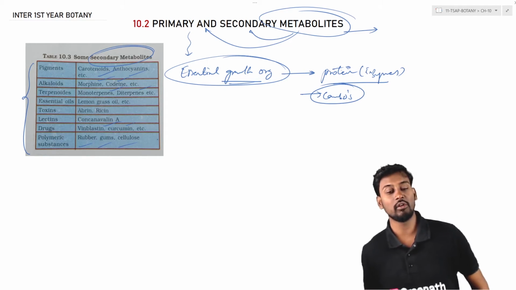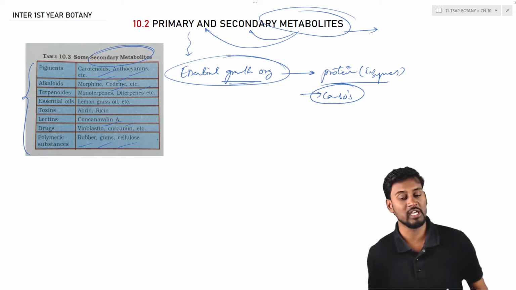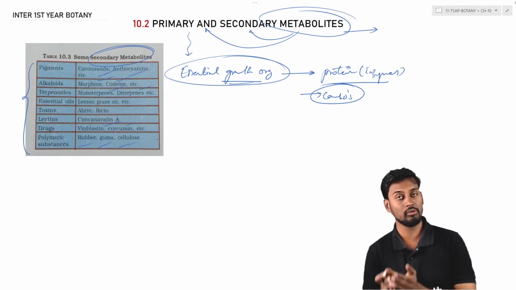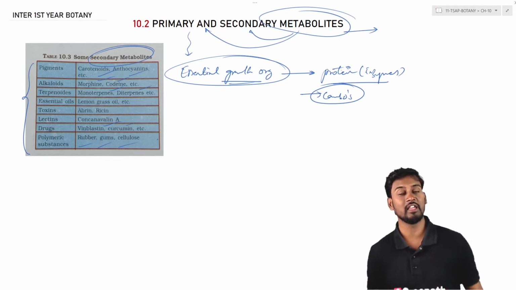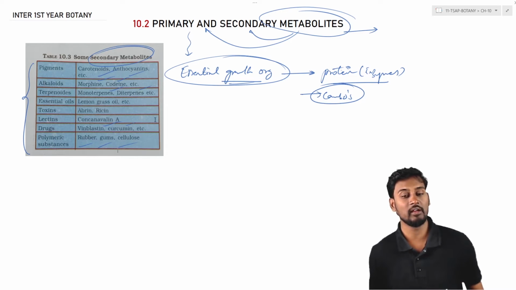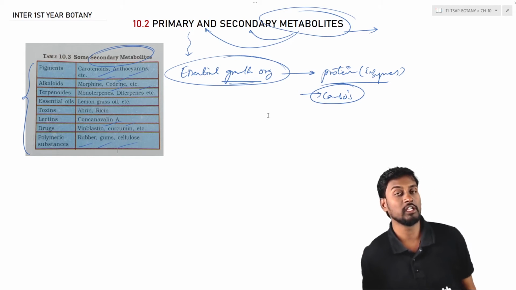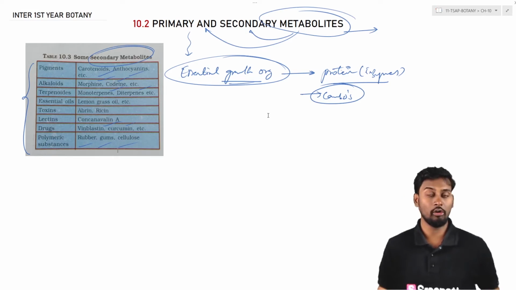So these are the primary and secondary metabolites which are generally present. Primary metabolites are the ones which are important for cellular activity, and secondary metabolites are generally utilized by the plant, mostly in defense and other kinds of activities.